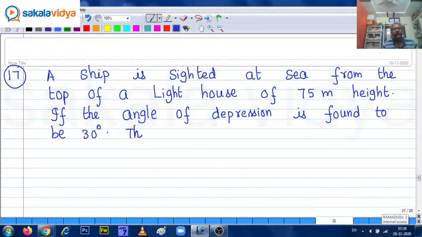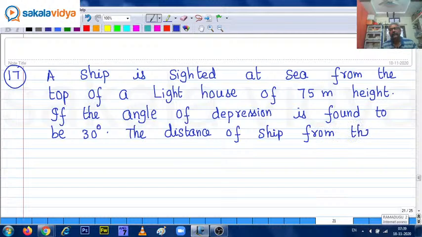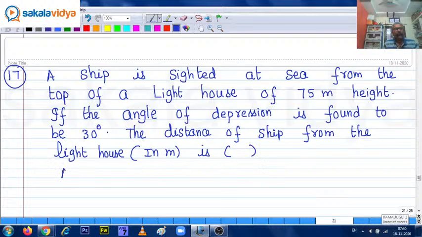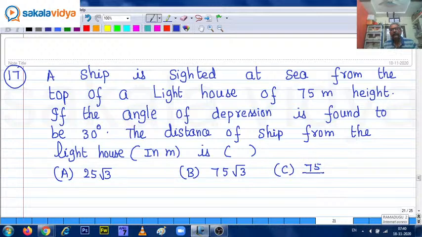The distance of the ship from the lighthouse in meters is: A 25 root 3, B 75 root 3, C 75 by root 2, D 75 times root 2. Oh, very good.